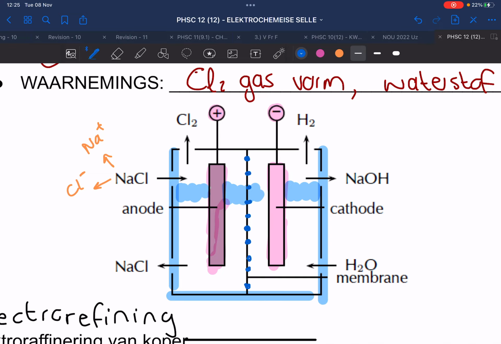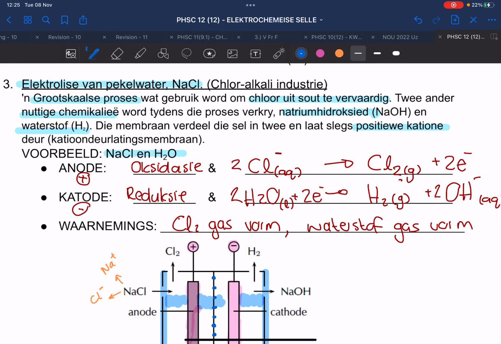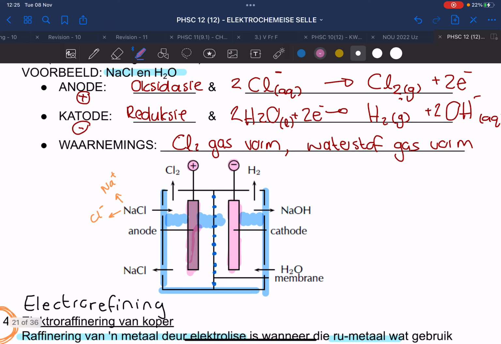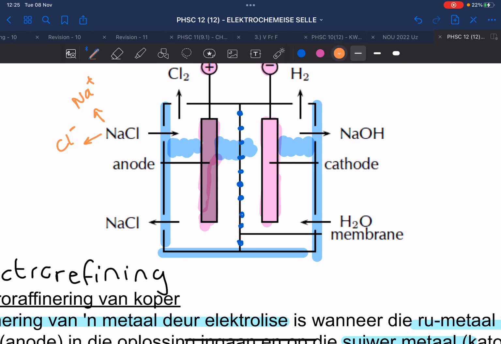Okay. En as jy daar bo lees, dis 'n membraan en dit laat slegs positiewe katione deur. So dis 'n kation deurlatingsmembraan. Okay, so it's a membrane and the only thing that can pass through there is positive ions. And why positive ions? Because normally positive ions are quite small. Okay. So hy laat klein positiewe goeders deur. Okay, so dis belangrik. So van die positiewe kant gaan daar positiewe ione na die negatiewe. Ja. Maar die groot negatiewe goed kan nie deur gaan nie.